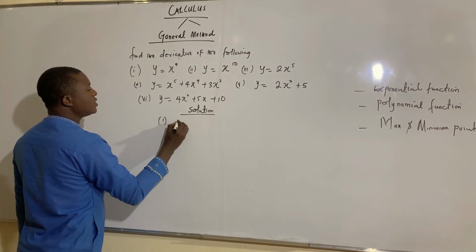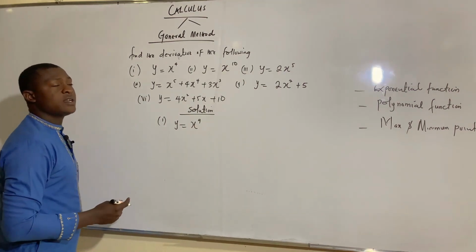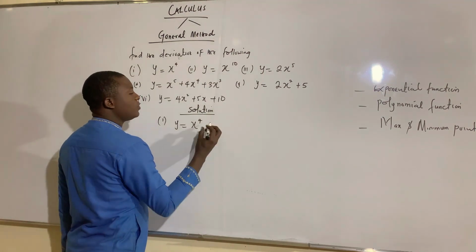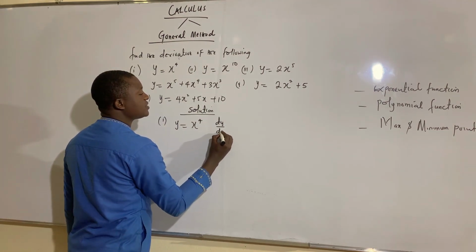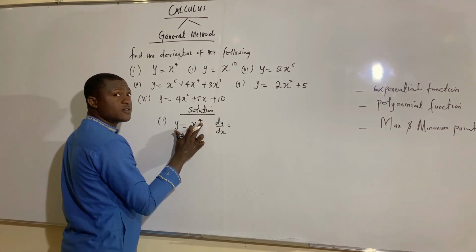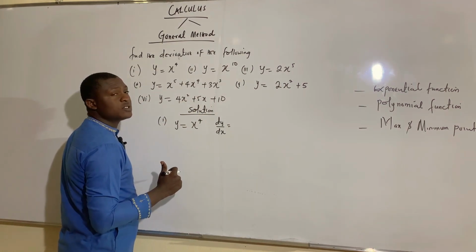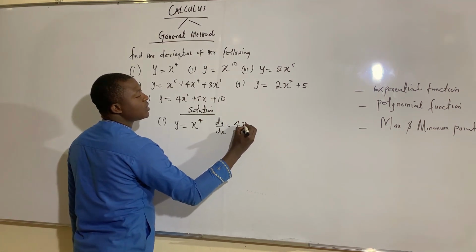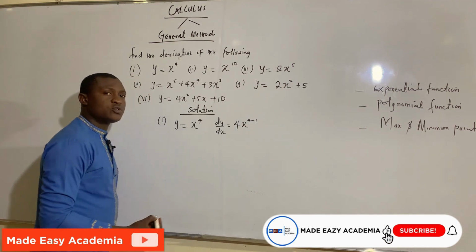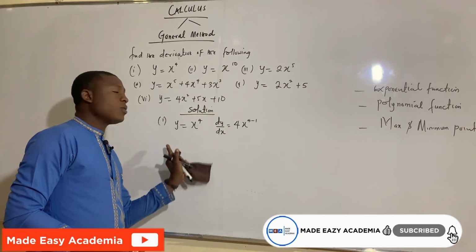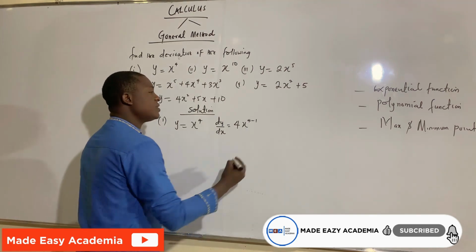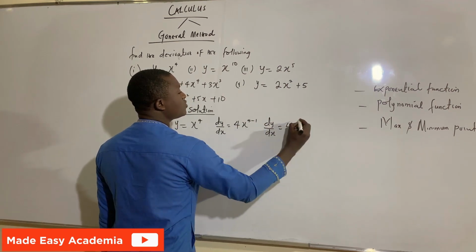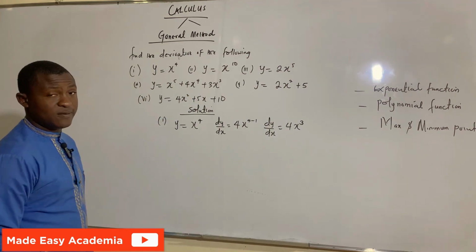The first one we are given, they said y is equal to x^4. I want to find dy/dx of this. As I told you earlier, the power will come to the front, and we are going to subtract 1 from the power itself. You can see the power we have is 4. So when the 4 comes forward, we subtract 1. So dy/dx is equal to 4x, 4 minus 1, we have 3. I hope you are following it right.